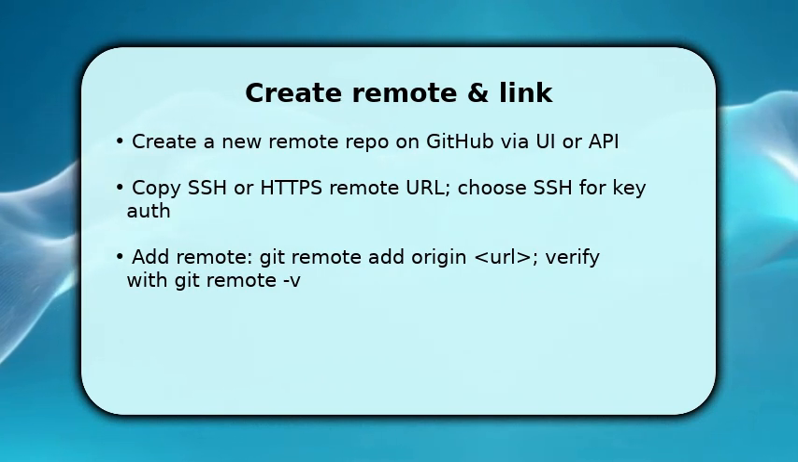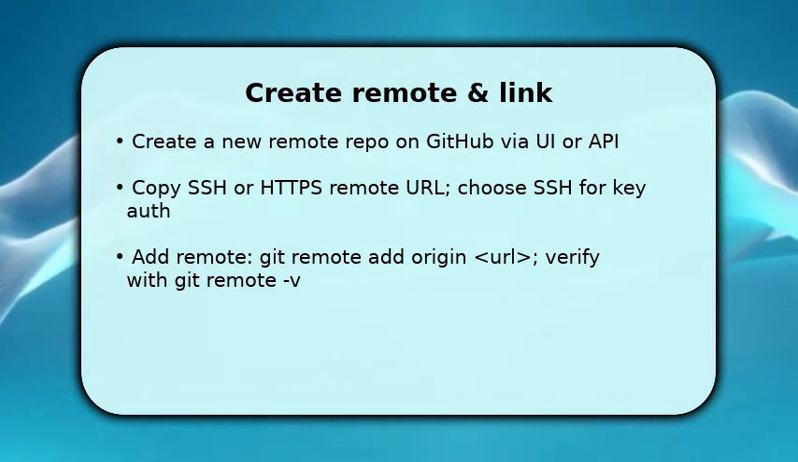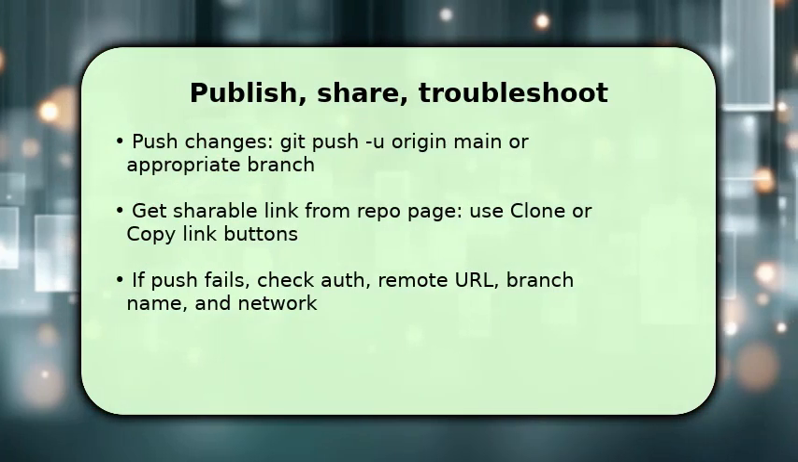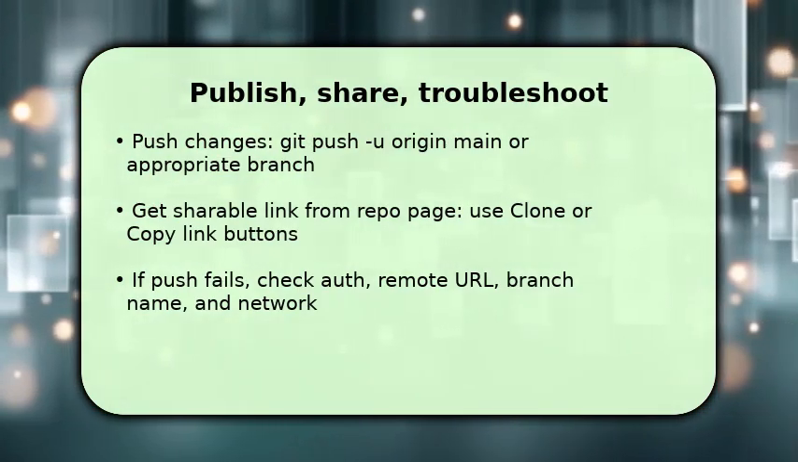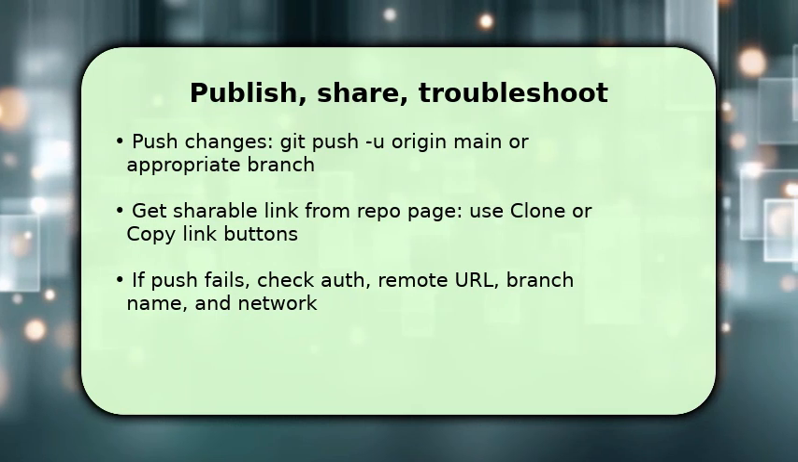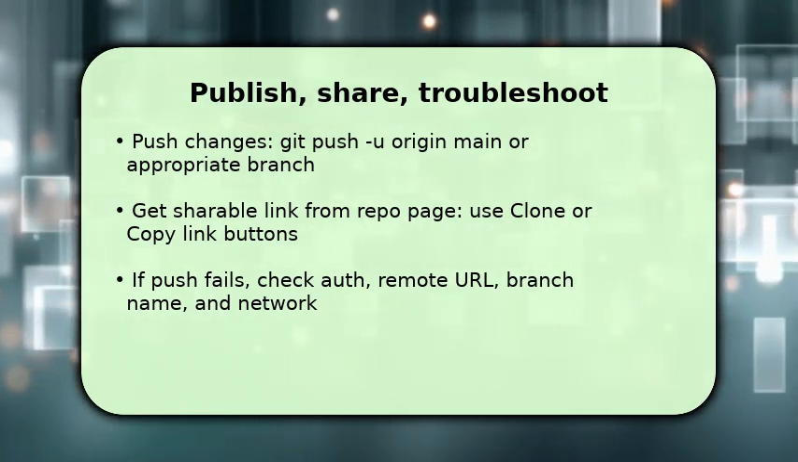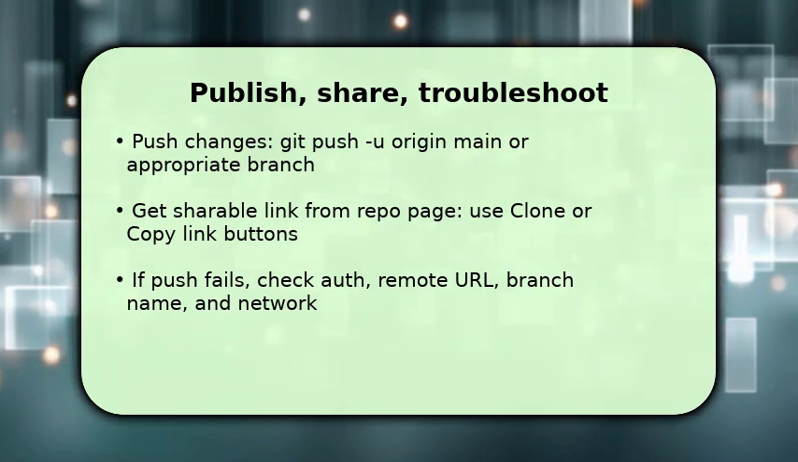Finally, publish and share the repository link. Push your branch with git push -u origin main so GitHub hosts the code. Once pushed, open the GitHub repo page and use the clone/download or copy link controls to get a shareable HTTPS or SSH URL for collaborators.